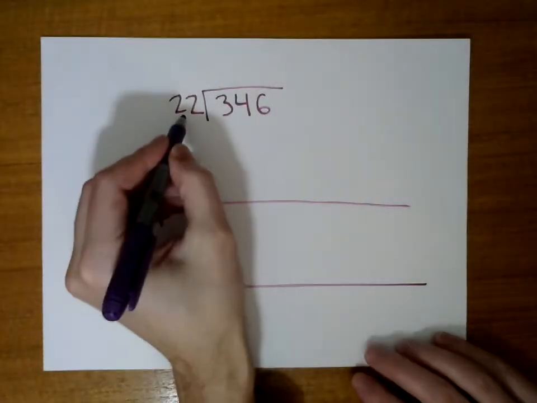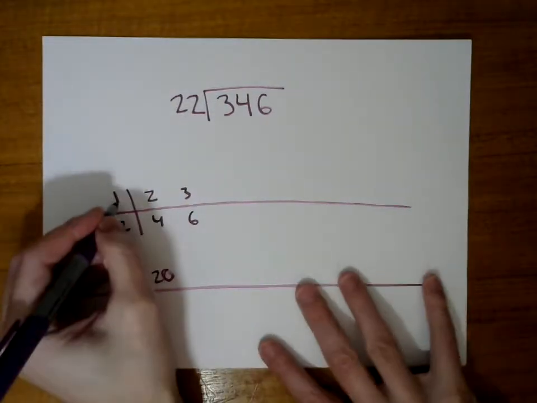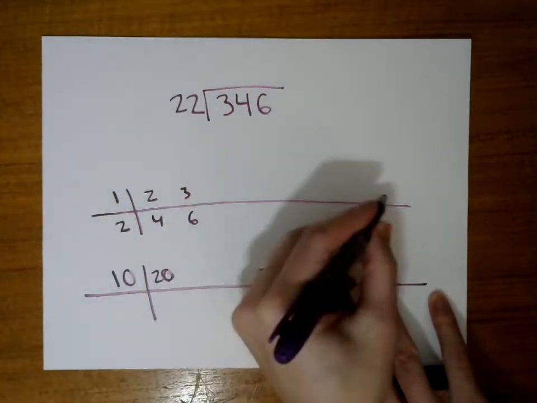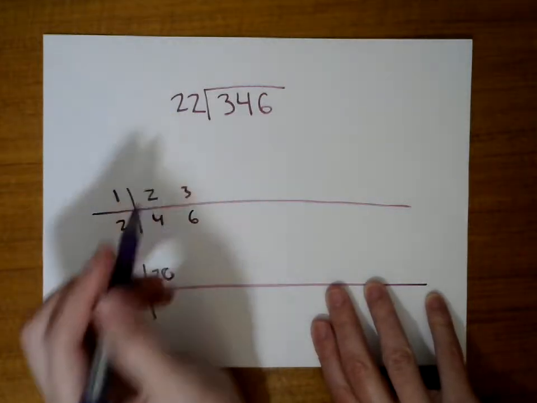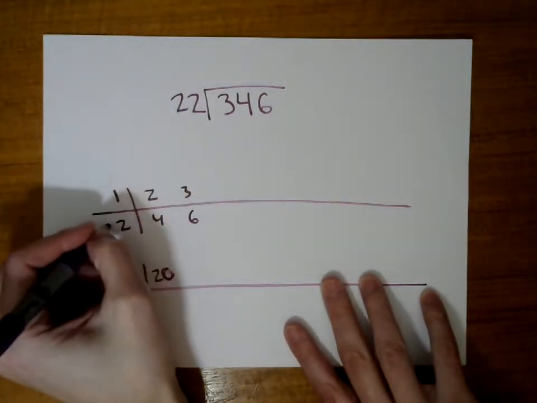We're going to do the same thing, but with 22. So in this case, you might need to actually do this first column because you don't have 22 on your multiplication table, right? So you're going to actually have to fill this out.